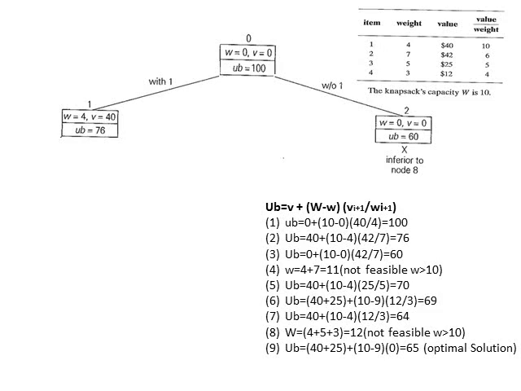Consider the fourth equation in the list given. W is equal to 4 plus 7, which is equal to 11, which is greater than the capacity of the knapsack, so it is not a feasible solution. That is the third node.